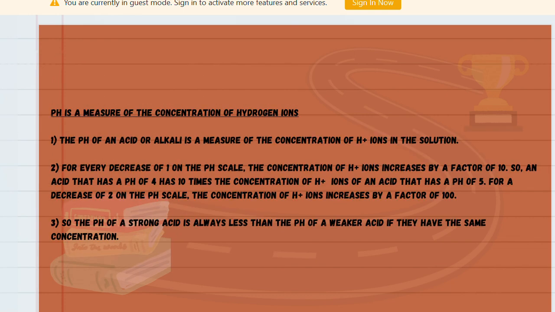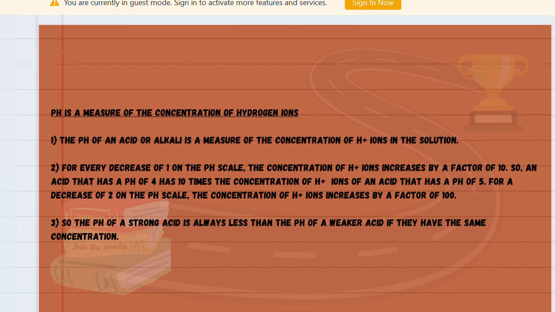pH is a measure of the concentration of hydrogen ions. The pH of an acid or alkali is a measure of the concentration of H+ ions in the solution. For every decrease of 1 on the pH scale, the concentration of H+ ions increases by a factor of 10. So an acid that has a pH of 4 has 10 times the concentration of H+ ions of an acid that has a pH of 5.